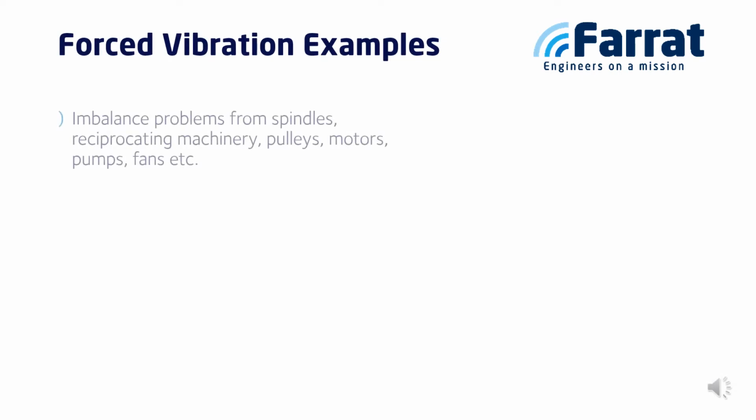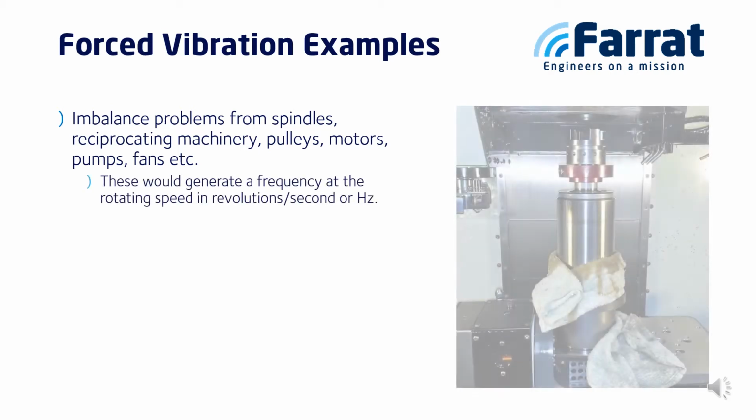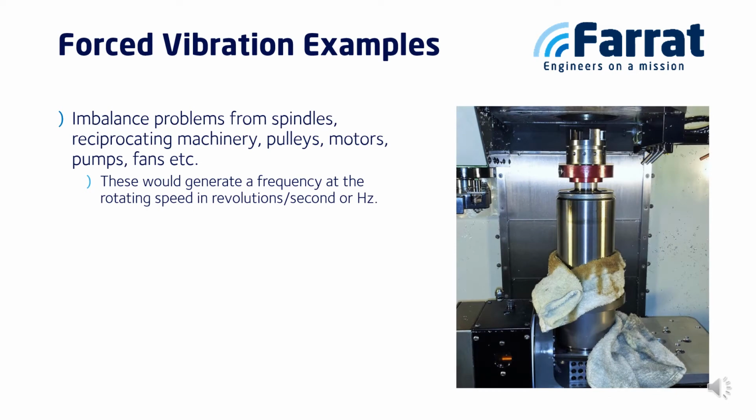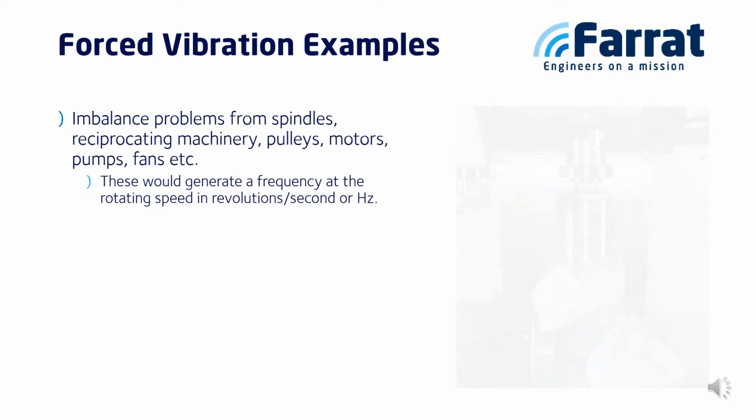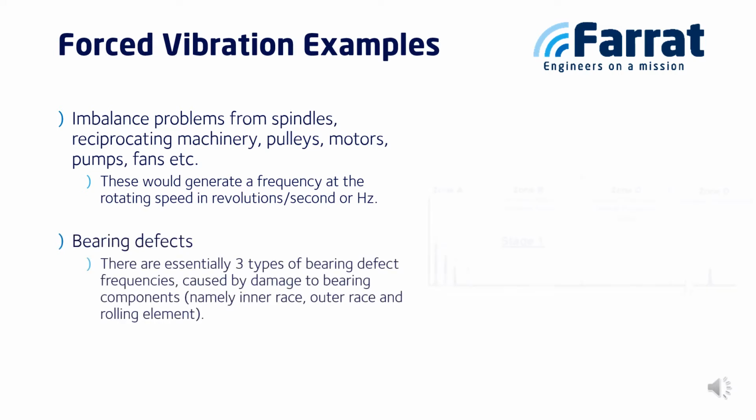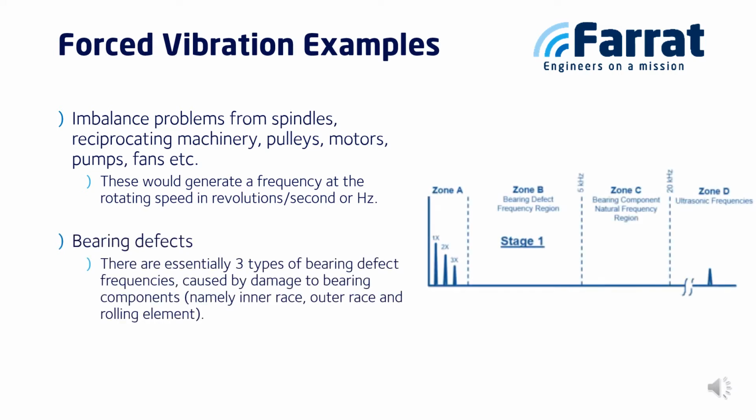Some application-based examples of force vibrations in machinery include imbalance problems from spindles, pulleys, motors, pumps or fans, which generate a frequency at the rotating speed in revolutions per second or hertz. Another example is bearing defects. There are three types of bearing defect frequencies that are caused by damage to bearing components.